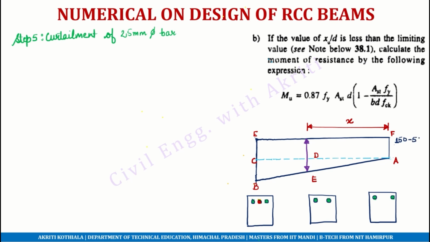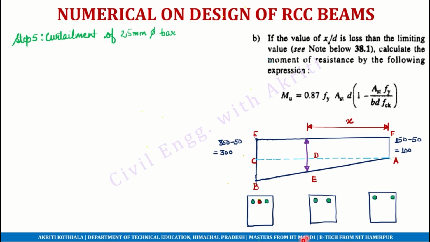If we subtract the effective cover, we get an effective depth at the free end equal to 100 mm. Similarly, at the fixed end, we have an overall depth of 350. If we deduct the effective cover of 50 mm, we get an effective depth at the fixed end equal to 300 mm.